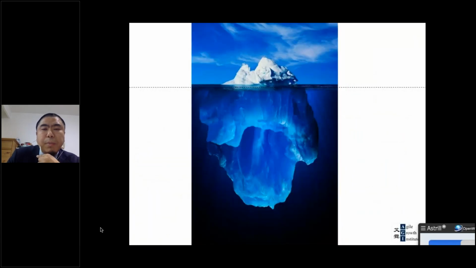As HR and OD people, you may be familiar with this iceberg model on the individual level.